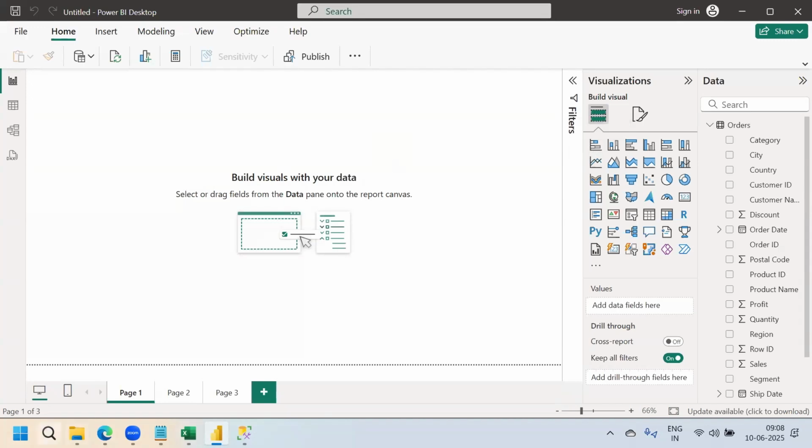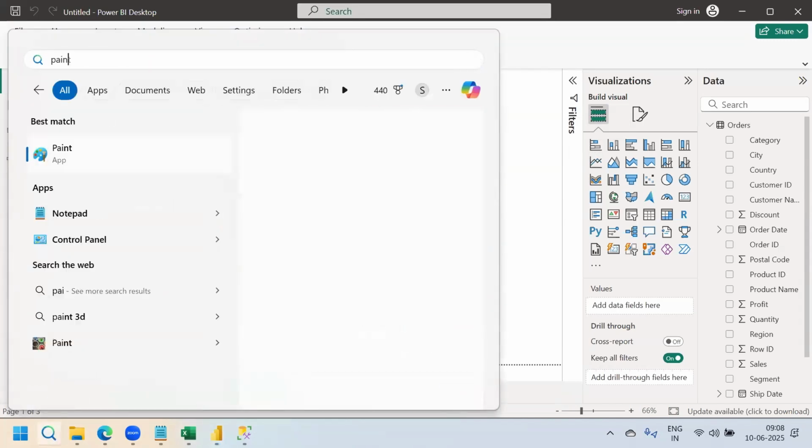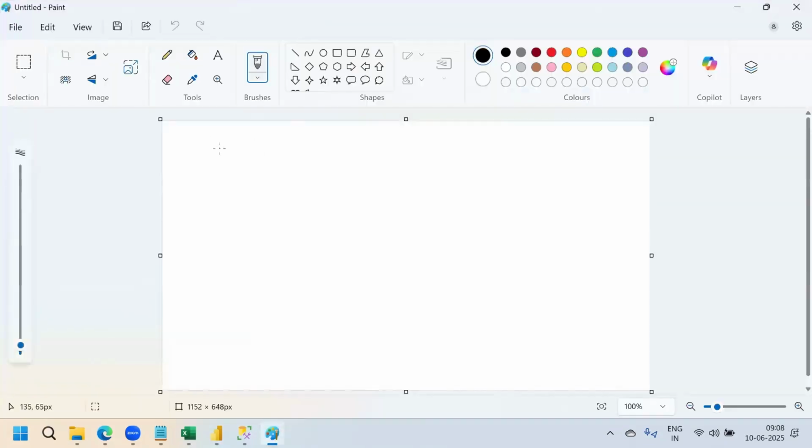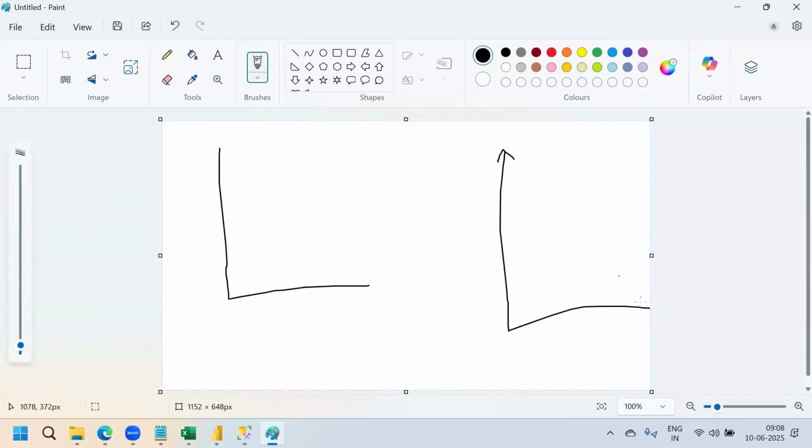First of all, what is the difference between a bar chart and a column chart? First of all, what are the two different axes? Before that, what is meant by horizontal? What is meant by vertical? Horizontal means from left to right, and vertical is from top to bottom.